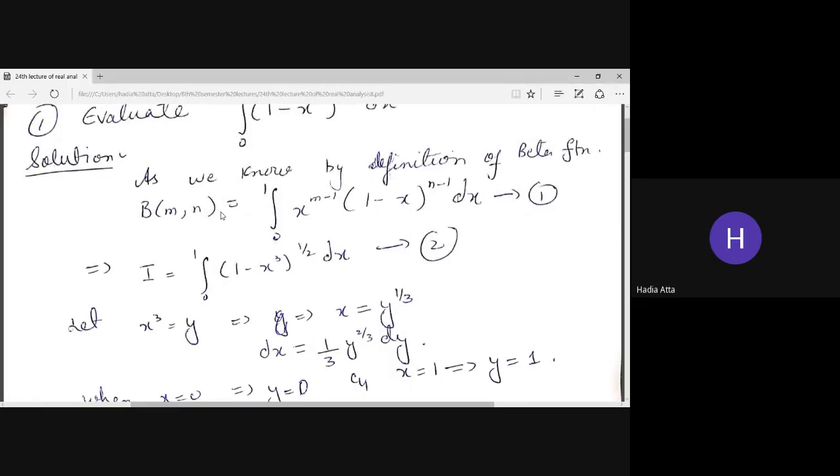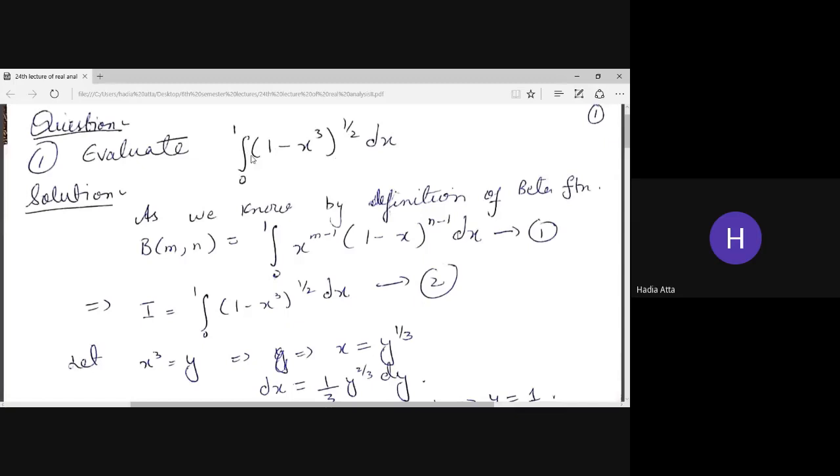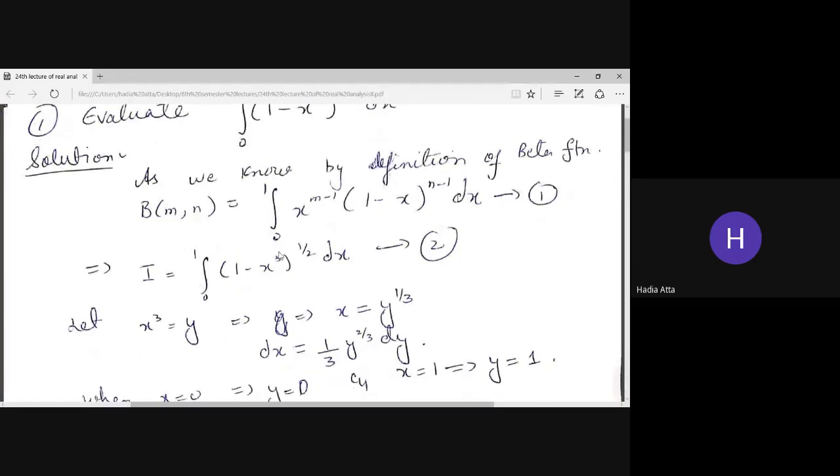Now, suppose the given integral in the question is equal to some letter, and suppose that is I. So I is equal to the integral from 0 to 1 of (1 minus x cubed) raised to the power 1 by 2 dx, as given in the question, call this equation 2. What we have to do is compare these two integrals, 1 and 2. In the beta formula, you have 1 minus x raised to the power n minus 1 dx.